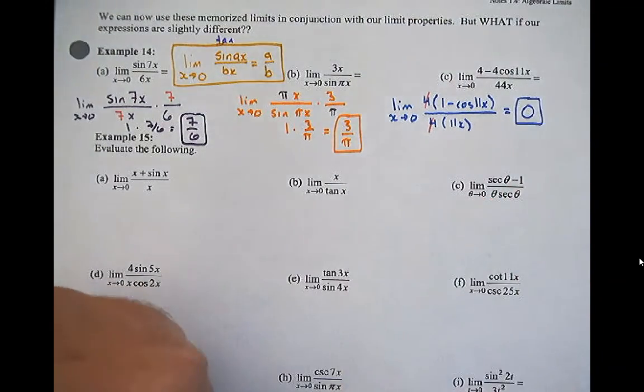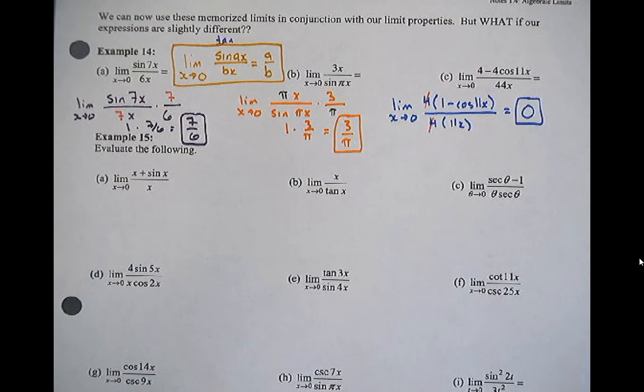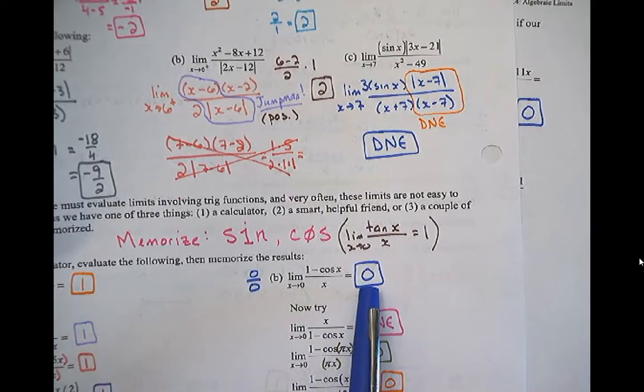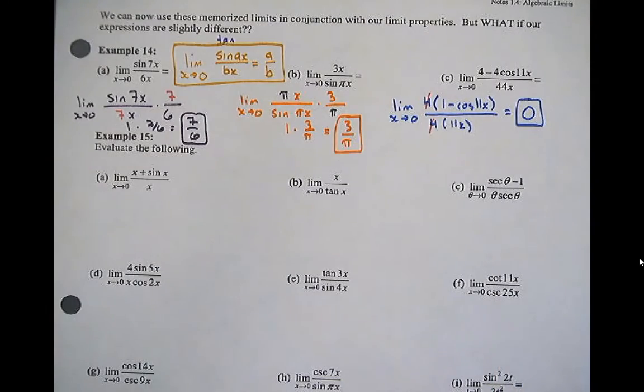Now you got to memorize these. You got to memorize the fact that 1 minus cosine x over x ends up being 0. And then you've got to be able to recognize when to use it.